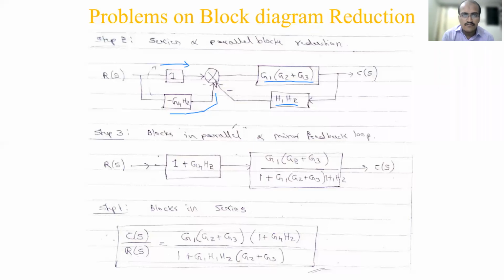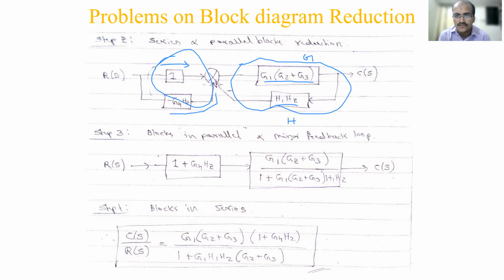Okay, so in step 3 we will eliminate these blocks in parallel, with this summing point. At the same time, there are 2 summing points at this point. Okay, one is at minus here and another minus is there for this. So this is a minor feedback loop now. So for this I will apply the rule. What is that rule? This above 1, G1 into (G2 plus G3), will act as your G, and this H1 into H2 will act as the H. Okay, and there is a minus sign, so I will apply the G by 1 plus GH formula and eliminate this feedback loop.